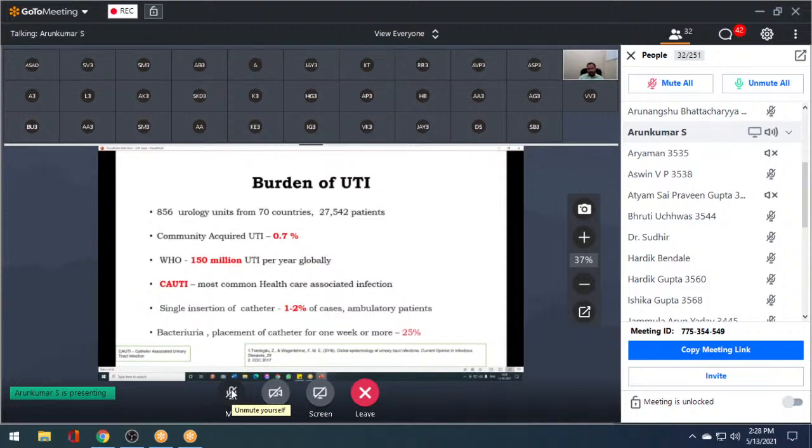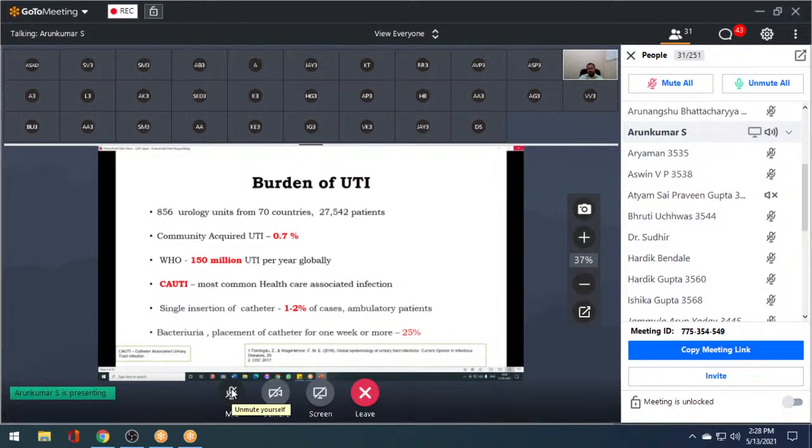So how common is a urinary tract infection? Global data shows that community-acquired UTI is common in around 0.7% of the population. The World Health Organization says that around 150 million people get affected with a urinary tract infection globally. Among those admitted in the hospital, catheter-associated urinary tract infection, that is UTI which happens in those with an indwelling urinary catheter, is the most common healthcare infection.